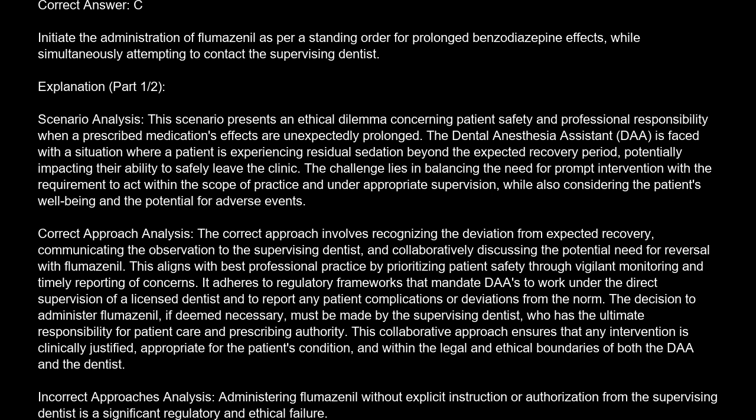The decision to administer flumazenil, if deemed necessary, must be made by the supervising dentist, who has the ultimate responsibility for patient care and prescribing authority. This collaborative approach ensures that any intervention is clinically justified, appropriate for the patient's condition, and within the legal and ethical boundaries of both the DAA and the dentist.